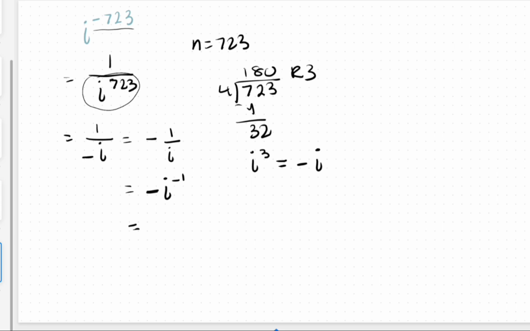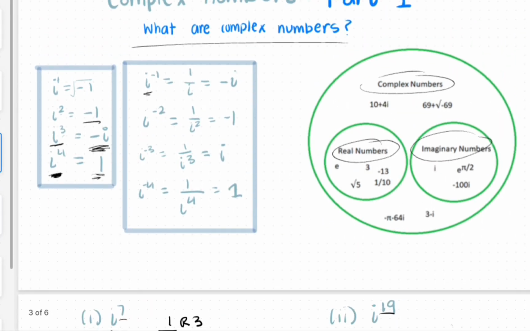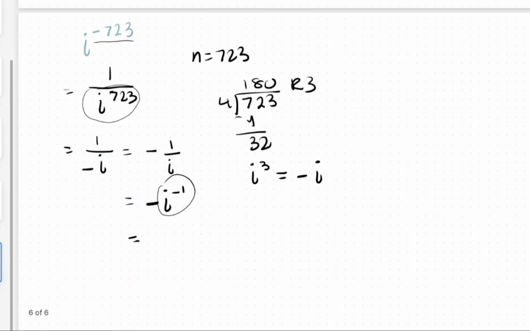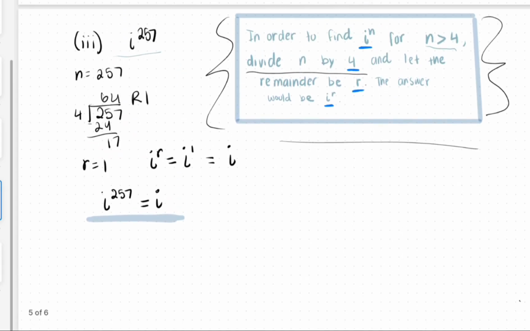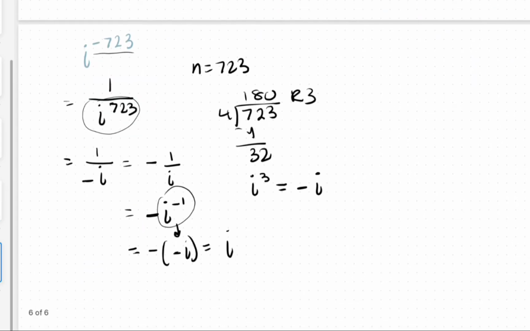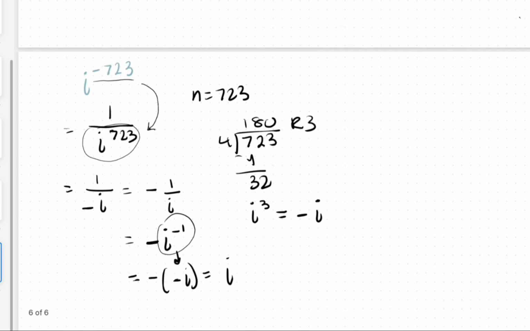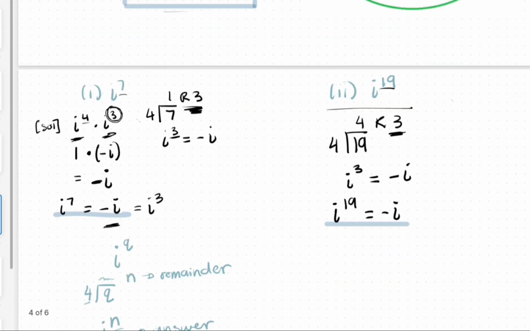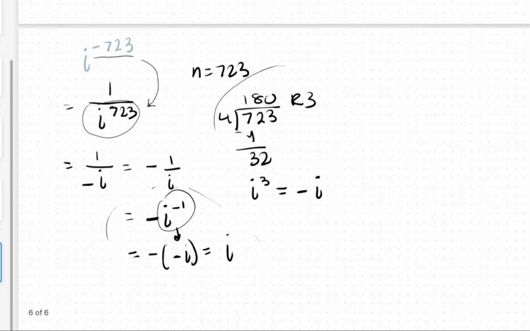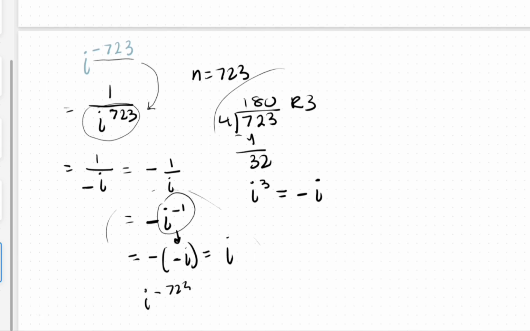A lot of negatives here. And from above, we know that i to the power of negative 1 is negative i. So we could say that minus this is equal to negative i, and overall this is equal to i. So these negative exponents are a little bit trickier than simply positive exponents, but overall it's the same procedure. Just convert it into this form, apply this rule over here, and then simplify it with the rules above. So this i to the power negative 723 would be equal to i.